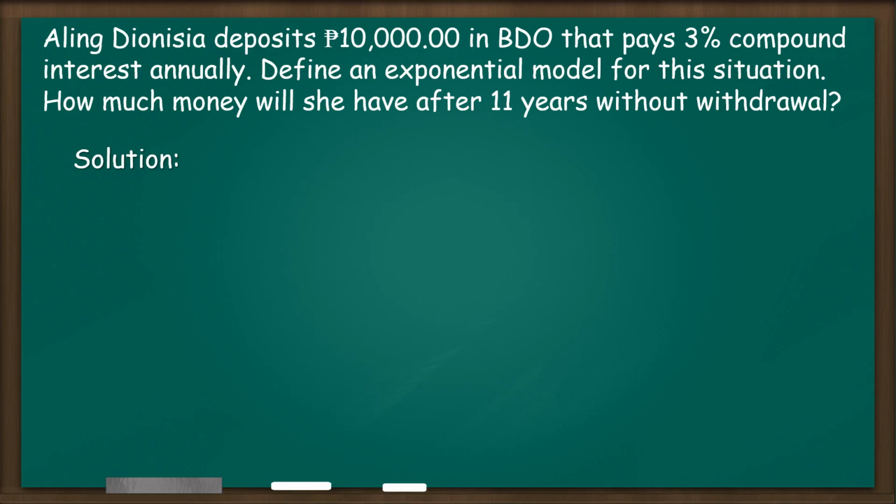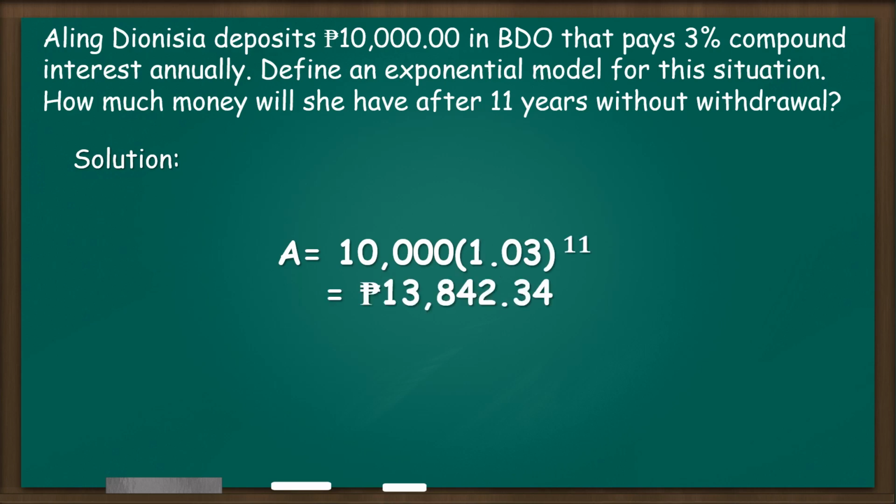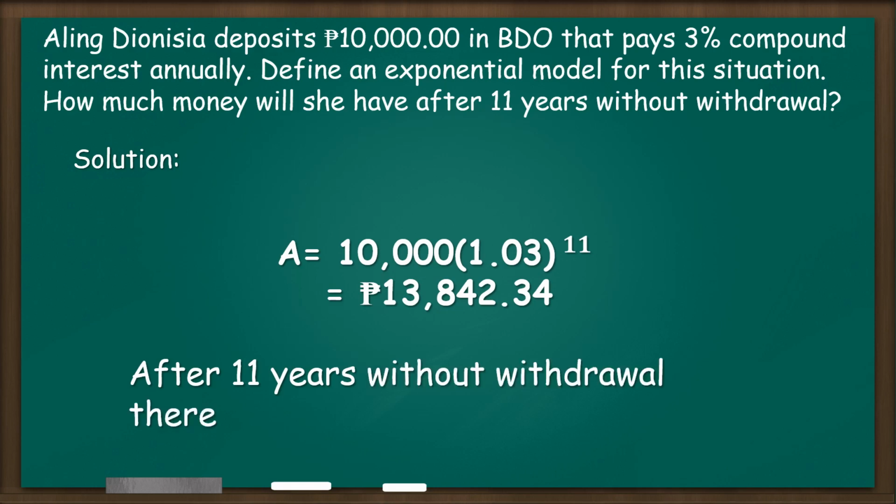For our solution, we have an equation that is A is equal to 10,000 multiplied by the quantity of 1.03 raised to 11. Simplifying our equation, we will have the answer 13,842.34 pesos.